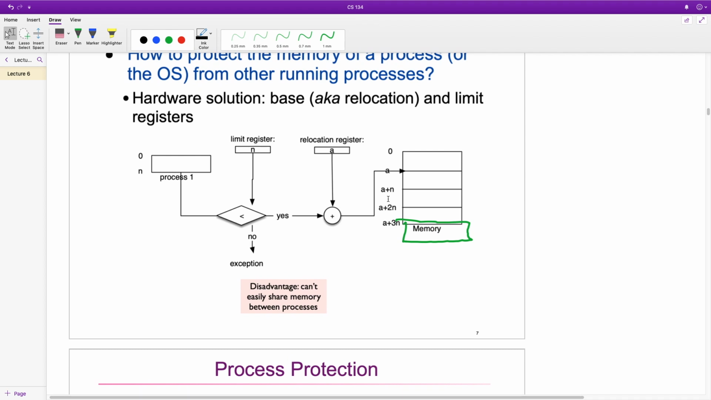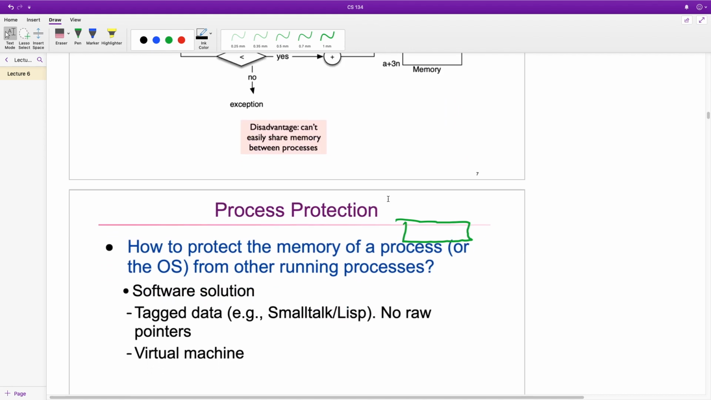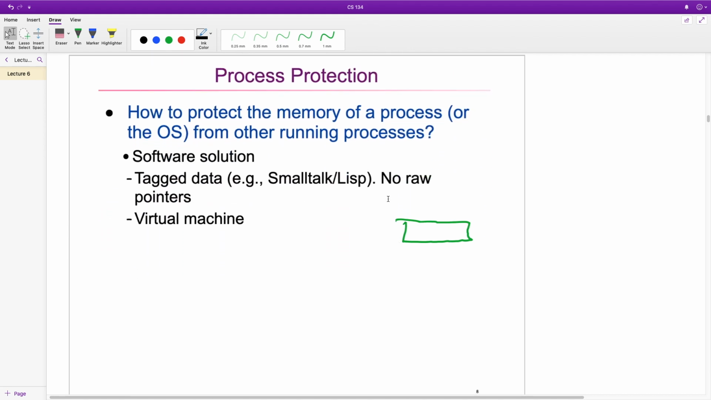One thing about this, though, we can't easily share memory between processes. So, not going to work. So we want to protect the memory of a process from other running processes. The way we just talked about will work. That's great. We can, as I mentioned last week, use a system where we don't have any raw pointers. So something like Smalltalk or Lisp or something like that, where we've got tagged data that limits our ability to just go at memory addresses.